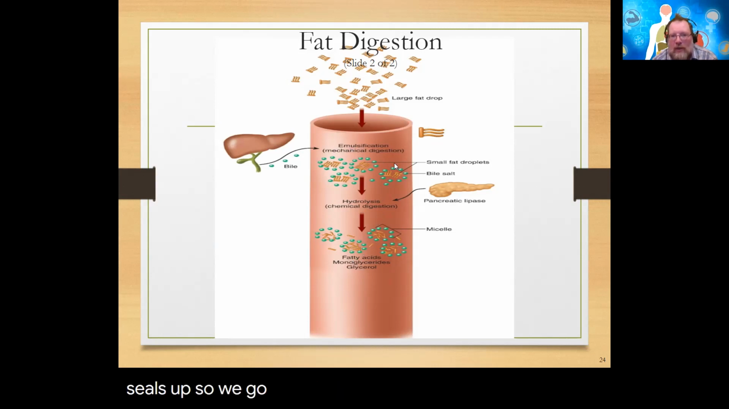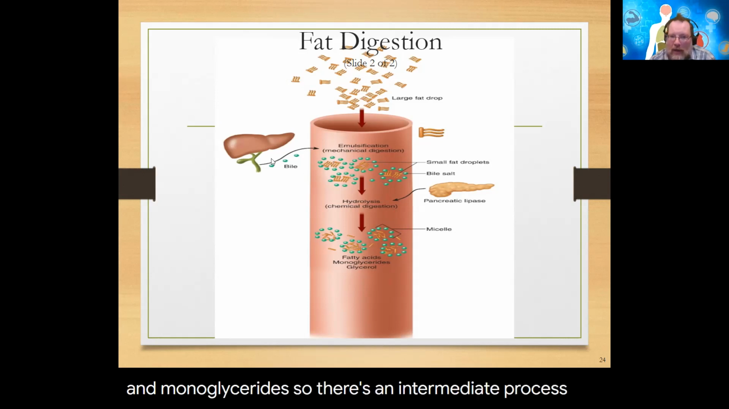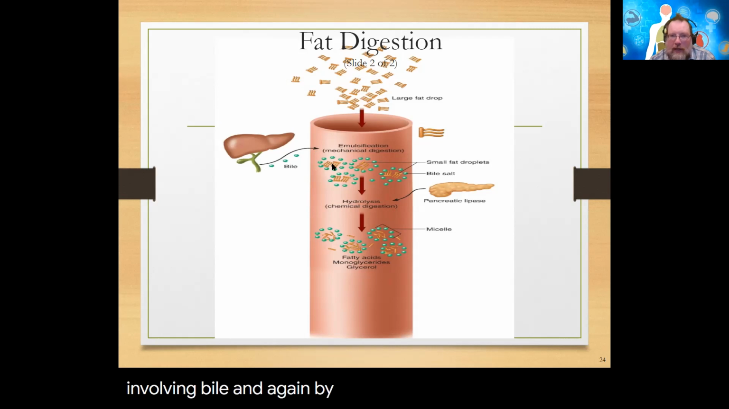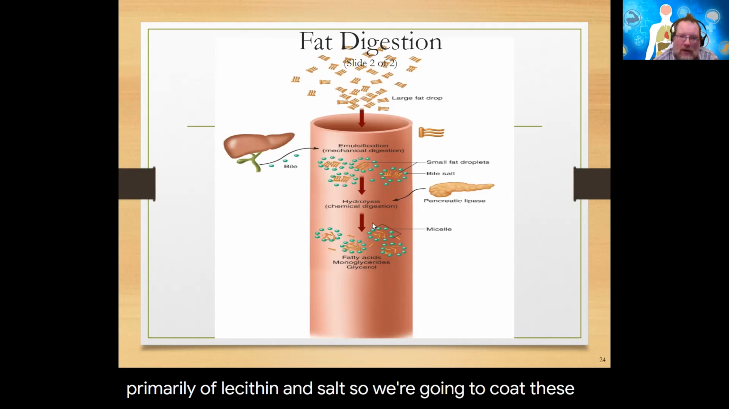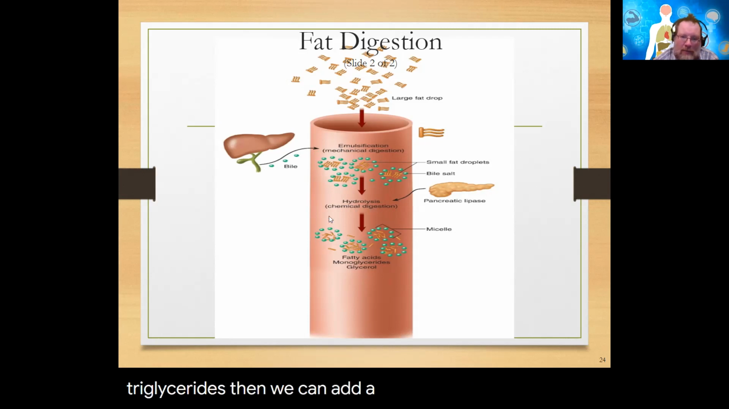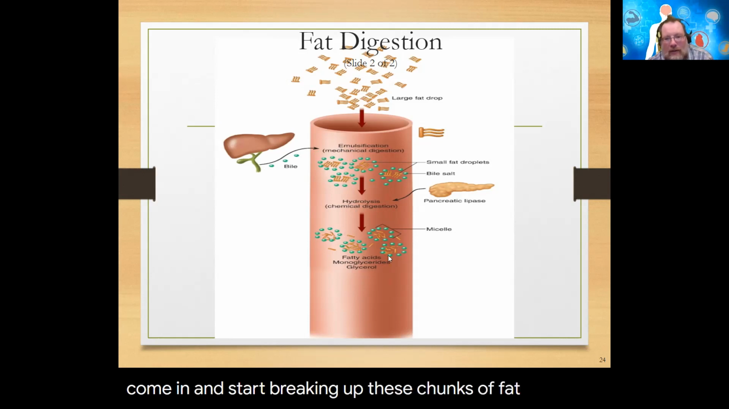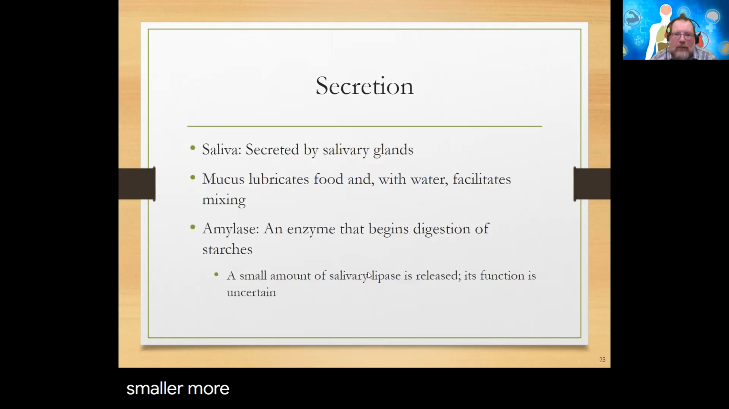So we go from triglycerides to fatty acids, glycerol, and monoglycerides. So there's an intermediate process involving bile. And again, bile is going to be comprised primarily of lecithin and salt. So we're going to coat these triglycerides. Then we can add a little lipase, and that lipase is going to come in and start breaking up these chunks of fats into smaller, more absorbable bits.